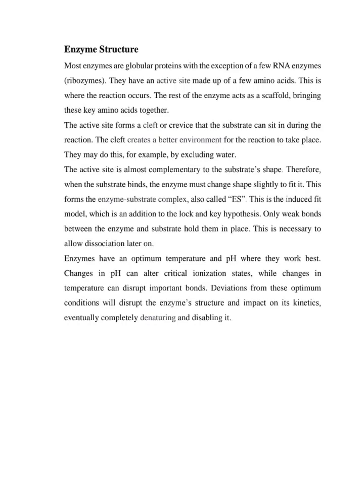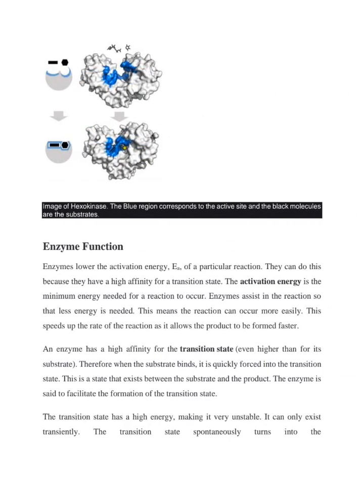Enzymes have an optimum temperature and pH where they work best. Changes in pH can alter critical ionization states, while changes in temperature can disrupt important bonds. Deviation from these optimum conditions will disrupt the enzyme's structure and impact its kinetics, eventually completely denaturing and disabling it. This figure shows the image of hexokinase. The blue region corresponds to the active site and the black molecules are the substrate.